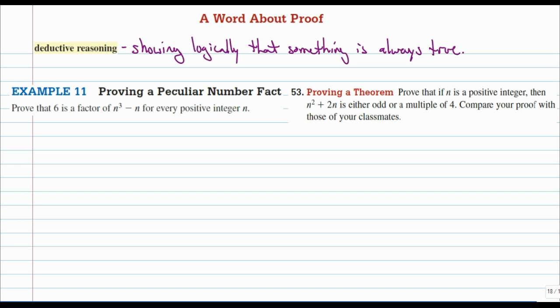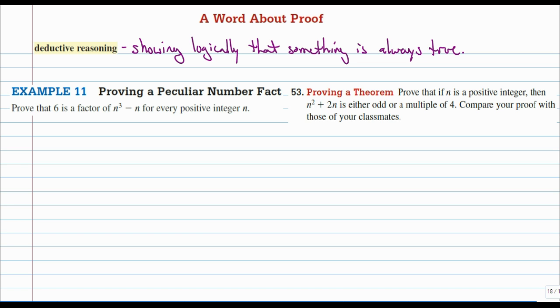This is a very hard concept to grasp onto. We are going to practice it throughout this course and hopefully you will get better at it. Don't be frustrated at first. Just try and understand the proofs as we go through them. Example 11, proving a peculiar number fact.